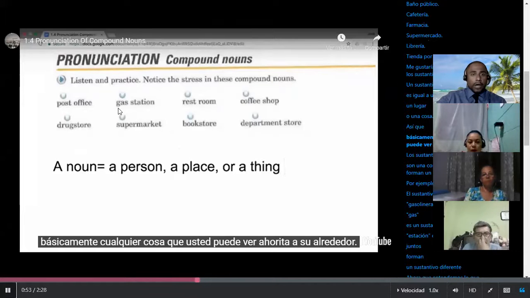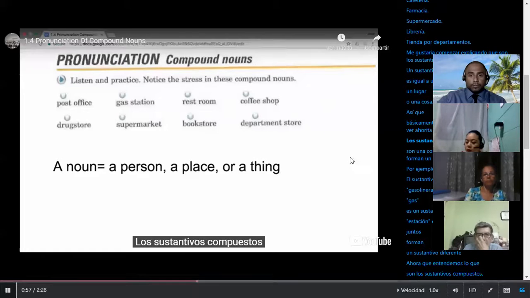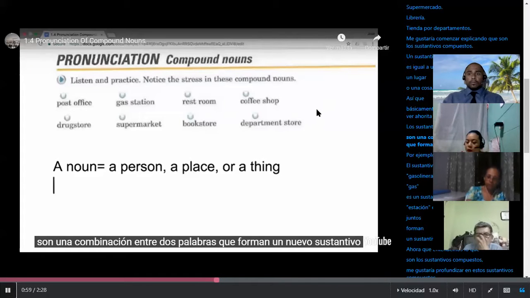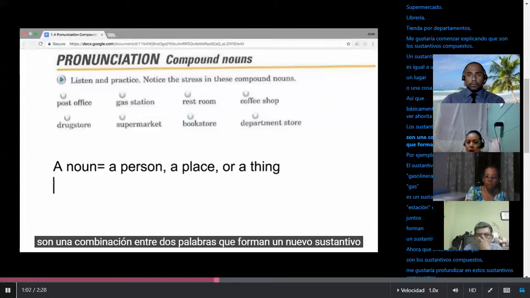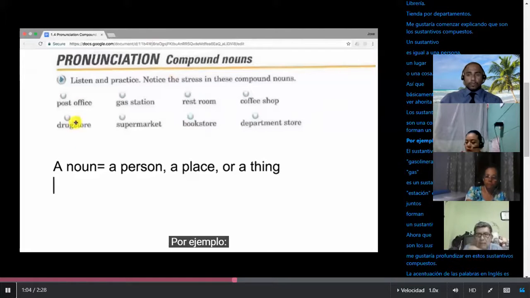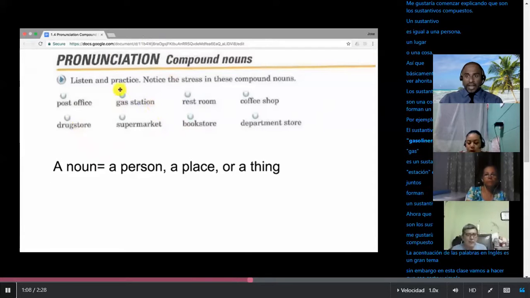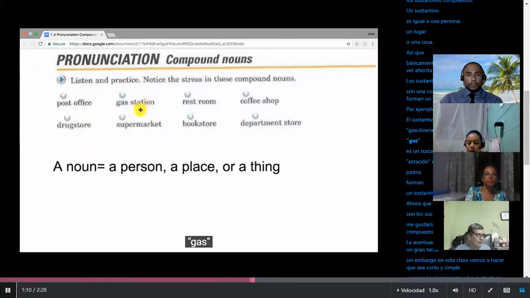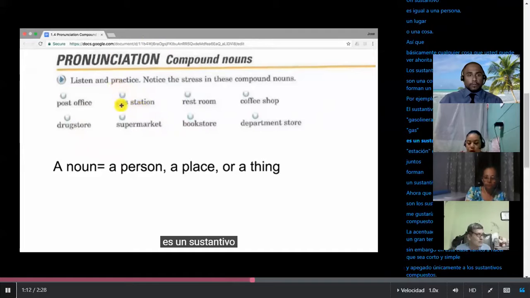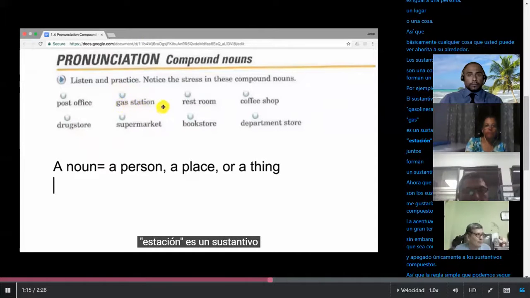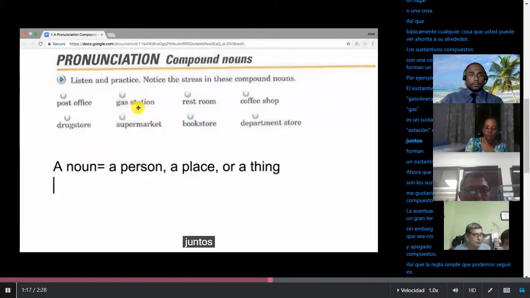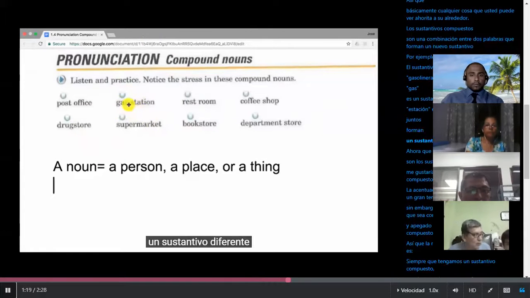Post office, gas station, restroom, all of them. Compound nouns are a combination between two words that make up a new noun. For example, gas, the word by itself, is a noun. Station is a noun. Together, they make up a different noun.